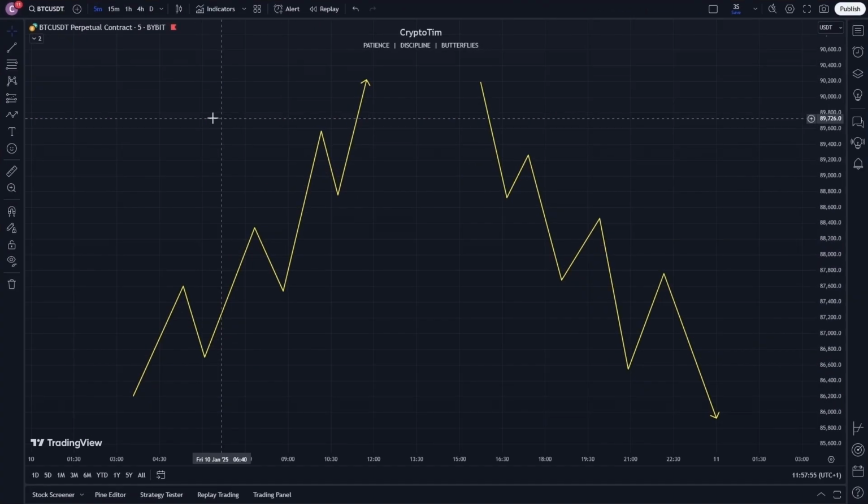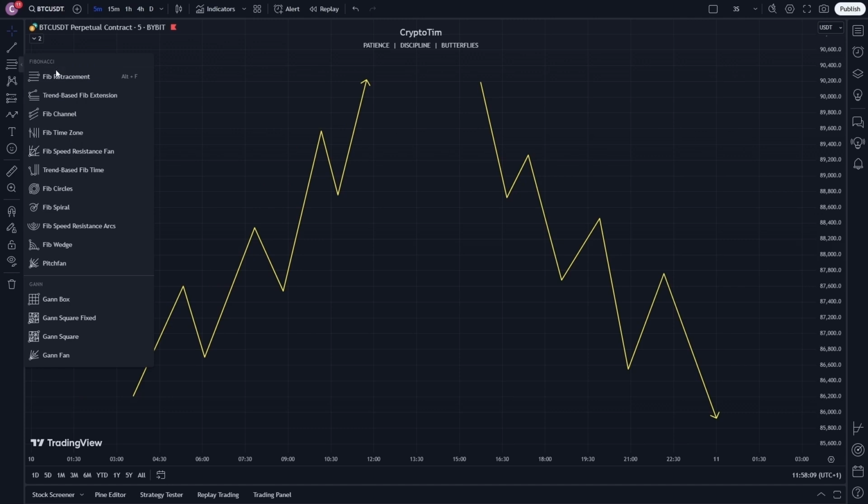Alright guys, so we're now here on TradingView. First things first, I will show you where you can find your Fibonacci retracement tool. First you go here to the left to your tools, or wherever you have set them. You go to the second one, click on the arrow, and here you find all your Fibonacci or Gann tools. So we select the retracement one. It can also be found by the hotkey Alt plus the F key.